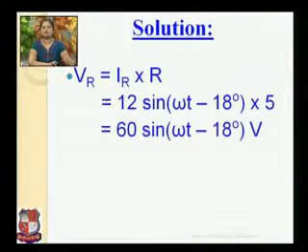As we discussed earlier, voltage and current are both in phase. This is the equation of current, 12 sin omega t minus 18. This is the equation of voltage, 60 sin omega t minus 18. If you look at the equations, the angle of voltage and current is the same, minus 18 in both. The magnitudes are changed, but the direction, or the phase angle, is always the same, either 0 or any angle, but for voltage and current this angle remains the same.